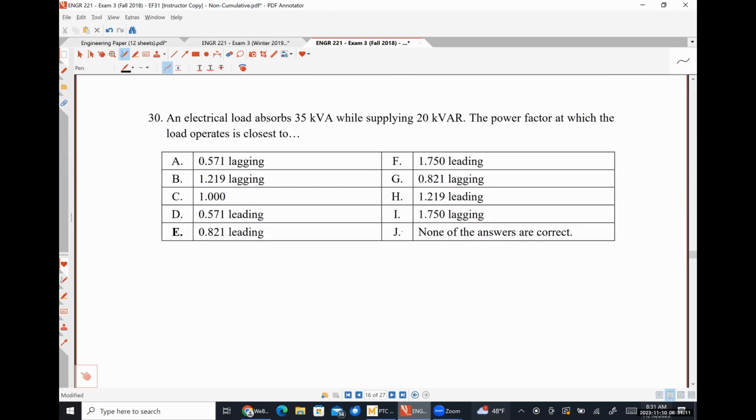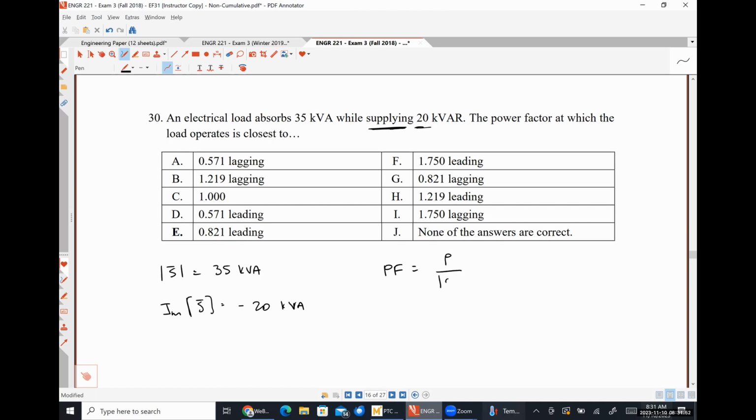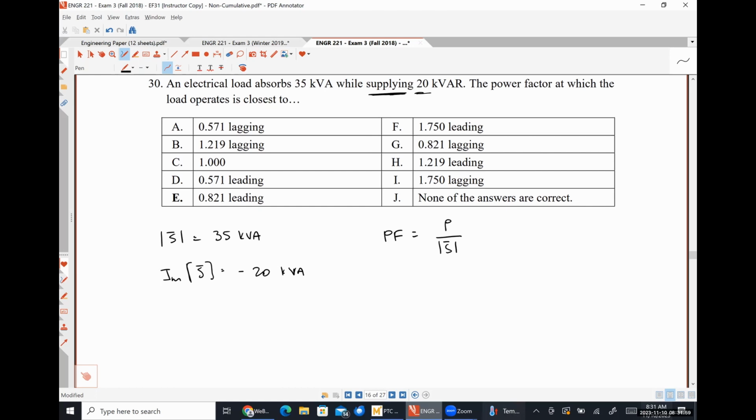Let's see. So we know that the magnitude of S is 35 kVA. We also know that the imaginary part of S is negative 20 kVA. I'm saying that because I'm given 20 here, but I'm also told that it is supplying. I want the power factor, right? So power factor is defined to be the ratio of the average power divided by our magnitude. So we have our magnitude. Now we need to find the average power.